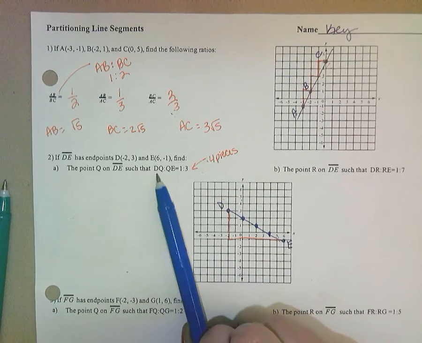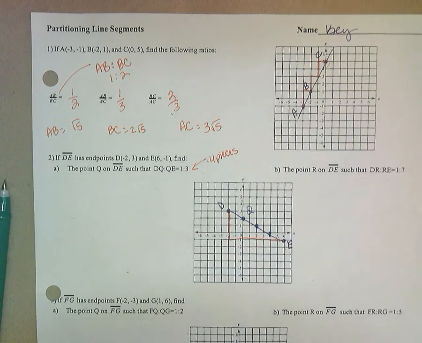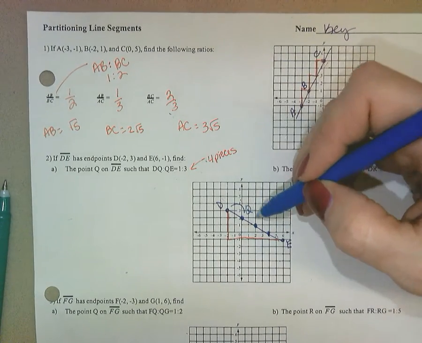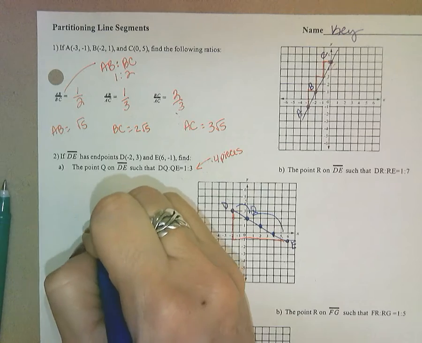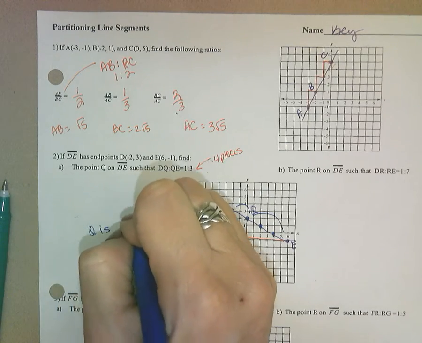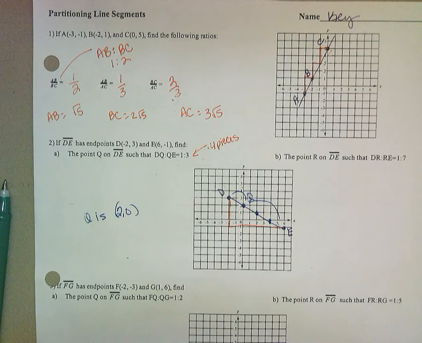And if I want DQ to QE to be in a 1 to 3 ratio, Q would have to go here. So I have 1 piece to 3 pieces, a 1 to 3 ratio. So Q is 2, 0. And that puts DQ to QE in a 1 to 3 ratio, okay?